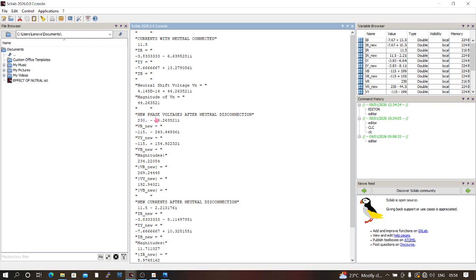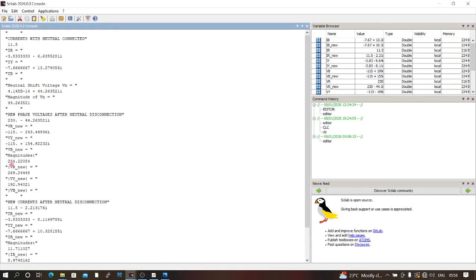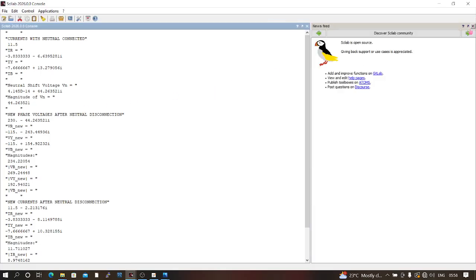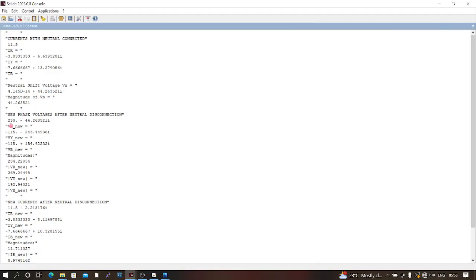Now the new phase voltages after neutral disconnection. I will close that so that you can clearly observe whatever we are seeing here. The phase voltages after disconnection: VR value is 230 minus something. Next VY value, VB value. For these rectangular numbers I have taken the magnitudes here: 234, next 269, here 192.